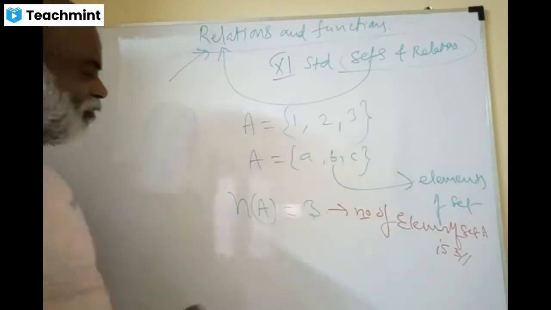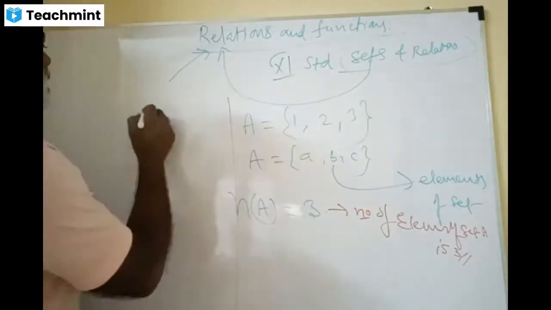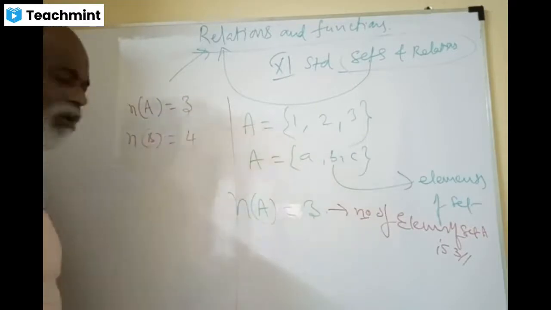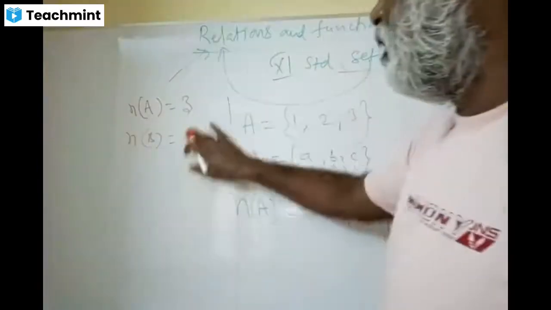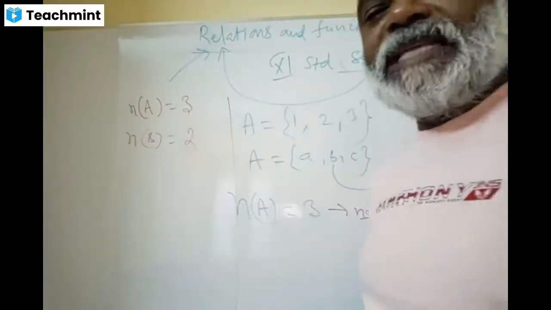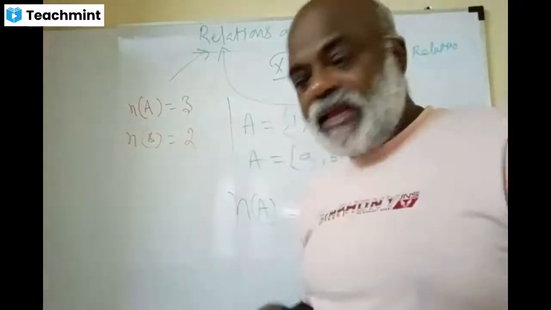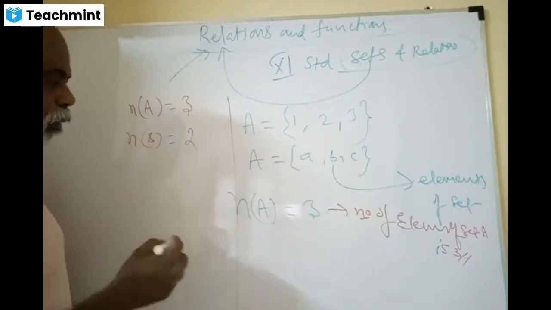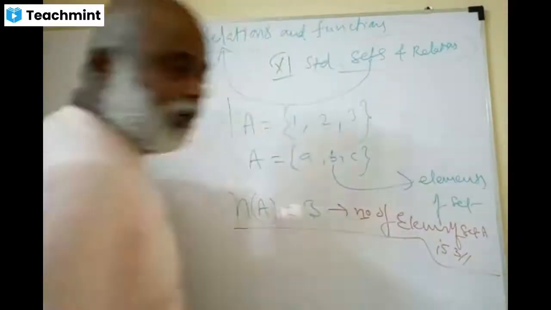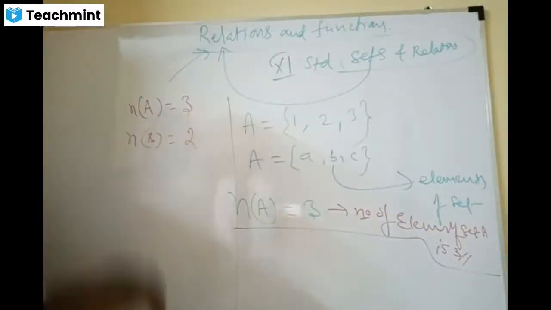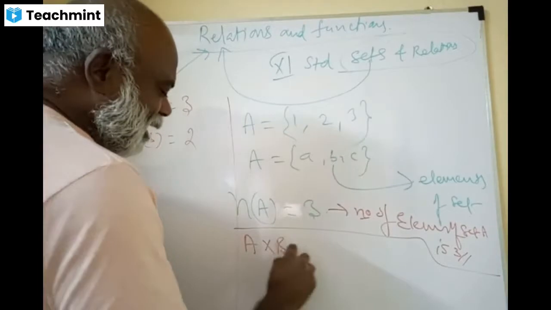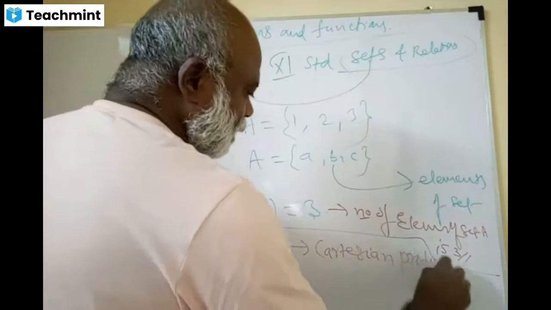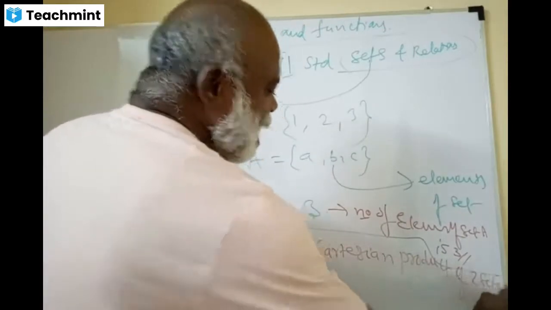Now, friends, if there is a set A with n(A) = 3 and a set B with n(B) = 2, let's make it simple, and we have defined in the 11th standard one particular concept. What is that, please? A cross B is called the Cartesian product of 2 sets. The name is Cartesian.